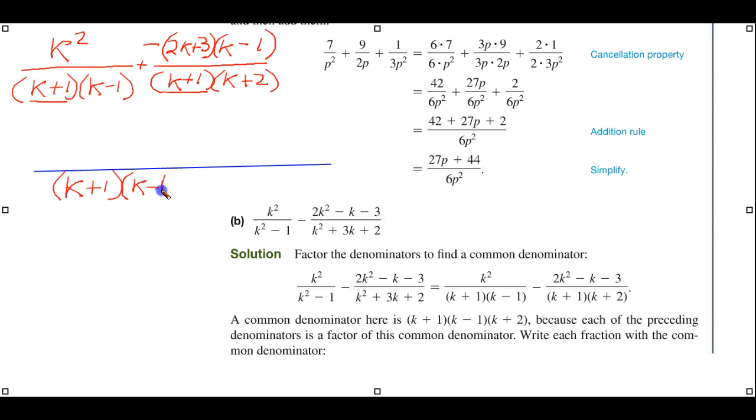And here I've used this one already, one of those, so I need one. And then here I have a k plus 2 that I haven't used. And let's change color there a little bit. So I need a k plus 2. So this actually is my common denominator.